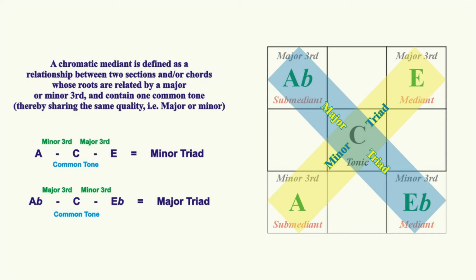Conversely, looking at the opposite diagonal, when we reverse the quality of the roots of the diagonals, the root of the submediant is now A flat, a major third in relation to the common tone C natural, and the mediant is an E flat, a minor third in relation to the common tone C natural. The triad constructed using the root of A flat followed by the major third of C natural and a minor third of E flat gives us a major triad.